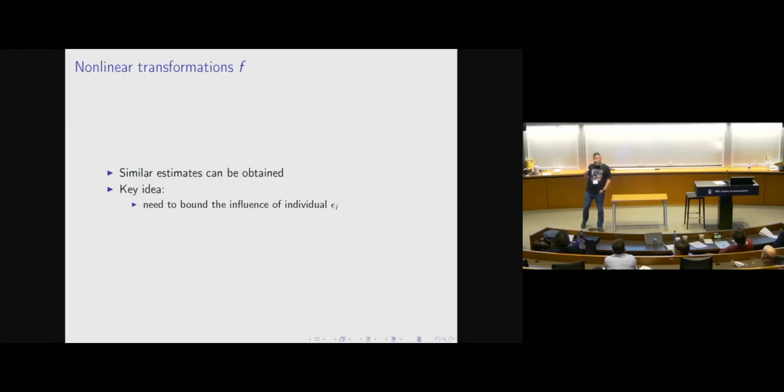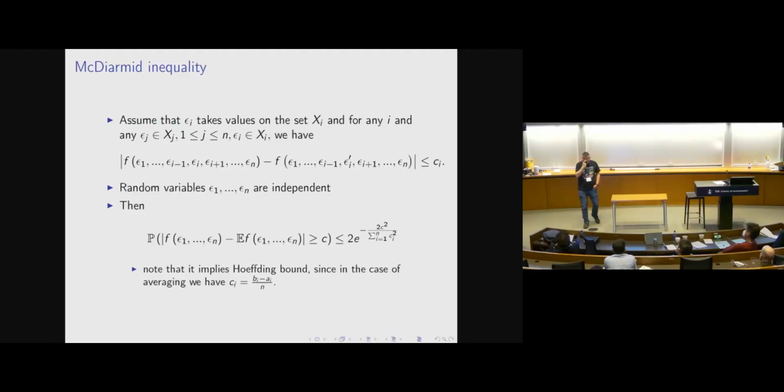The key idea of concentration inequalities is the following. If I can somehow bound the influence of each individual shock in terms of this function f that puts them together, that maps them into the macro consequences, we will have very nice bounds. So let me give you one example, called the McDiarmid inequality.